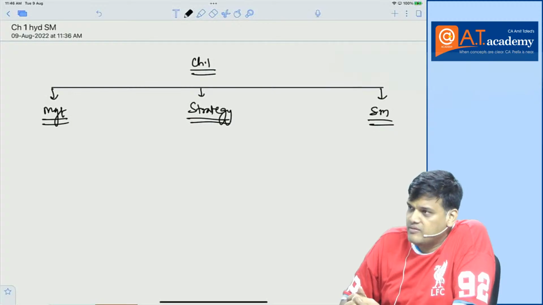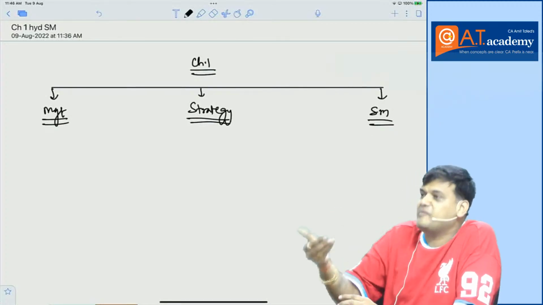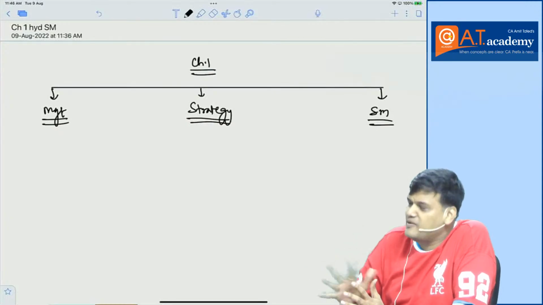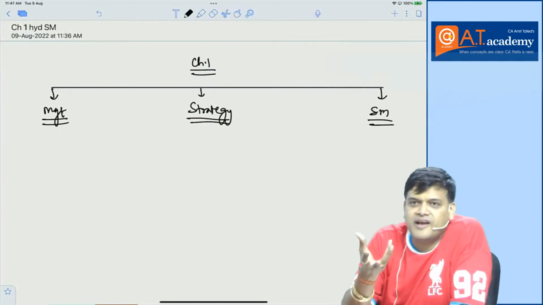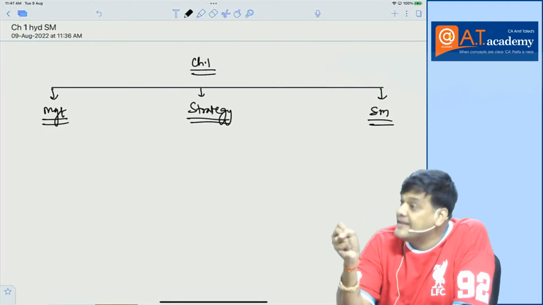SM is removed? No, EIS is removed, SM is there. Sorry, EIS is going, SM is there. Strategic Management will be there. EIS is removed. What is the ground for removal of EIS? Because they are putting it in the final as integrated, different.